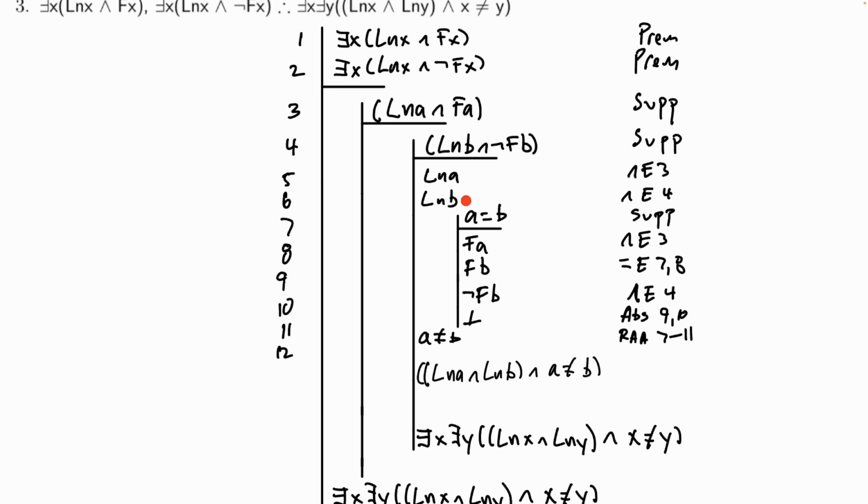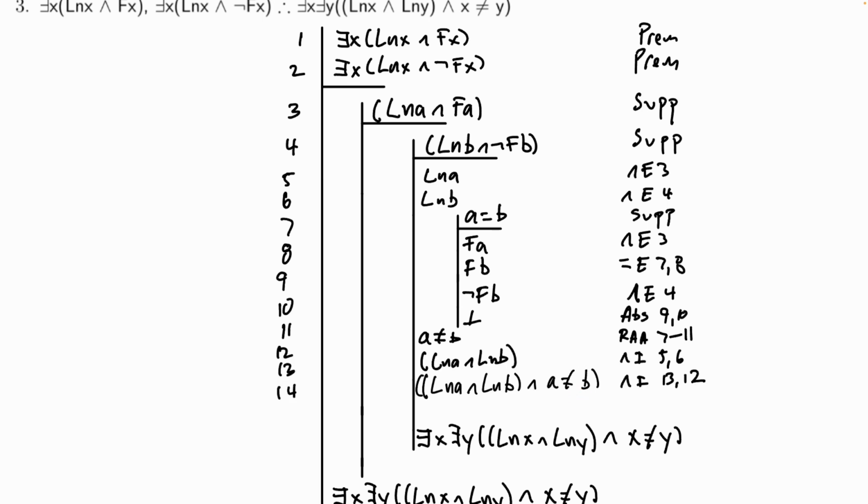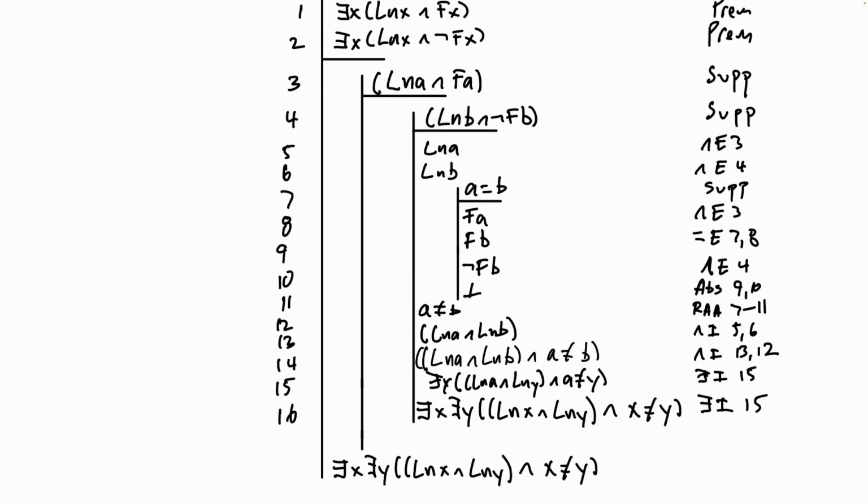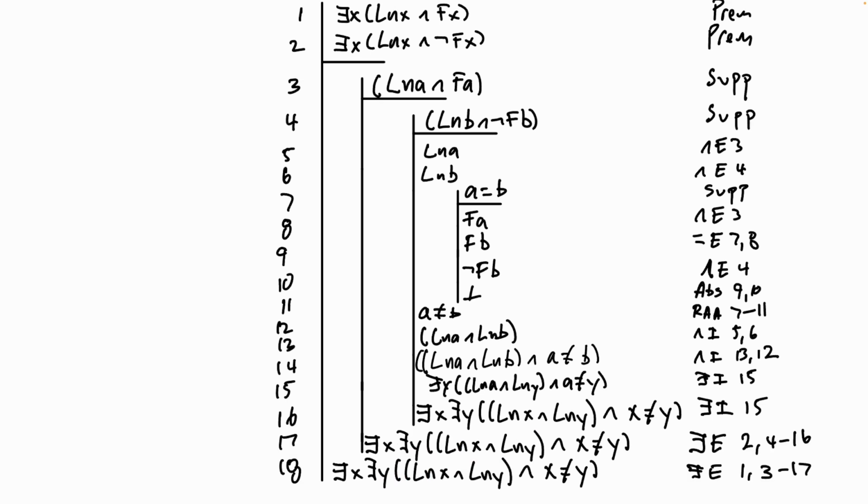Okay, so now we have these three conjuncts that we were going for that are part of this big conjunction here. So now it's just a matter of joining them together. Now we just use existential introduction twice to get to here. And finally, we just use existential elimination twice to get this conclusion back into our original column of reasoning.